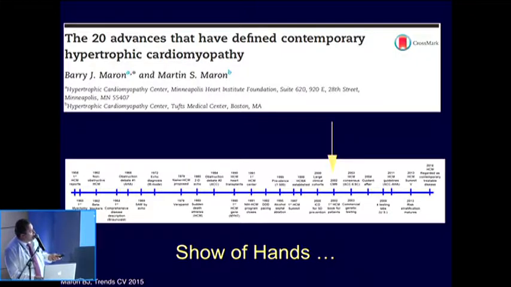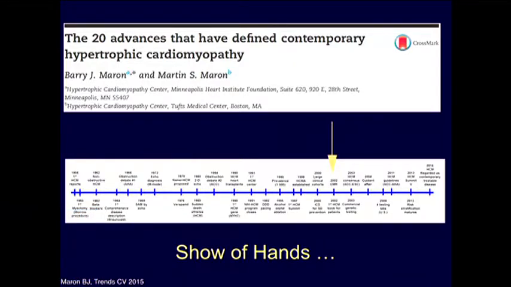This is a classic paper of hypertrophic cardiomyopathy. This is the history of the disease. As a routine, we are using enhancement in most of our patients. How many of you use enhancement in hypertrophic cardiomyopathy to stratify patients? If a patient comes with hypertrophic cardiomyopathy, who uses the scar to decide whether you use a defibrillator or not?